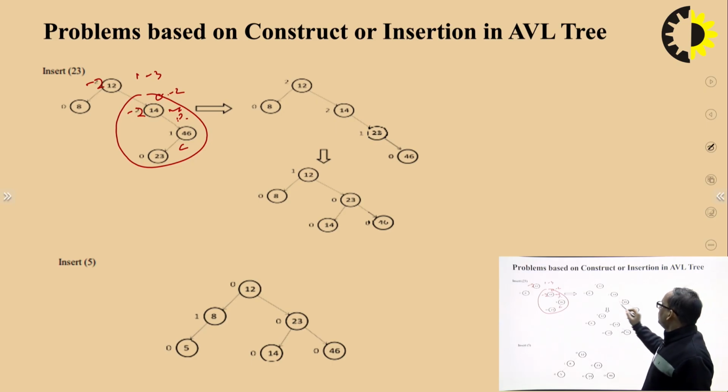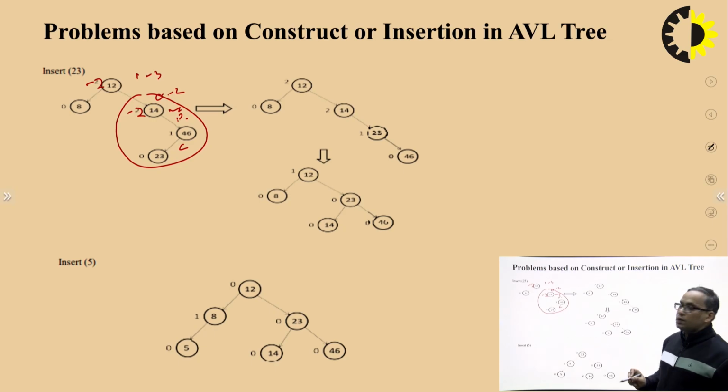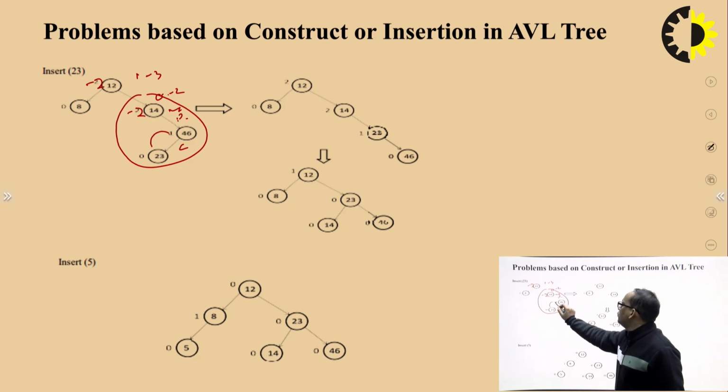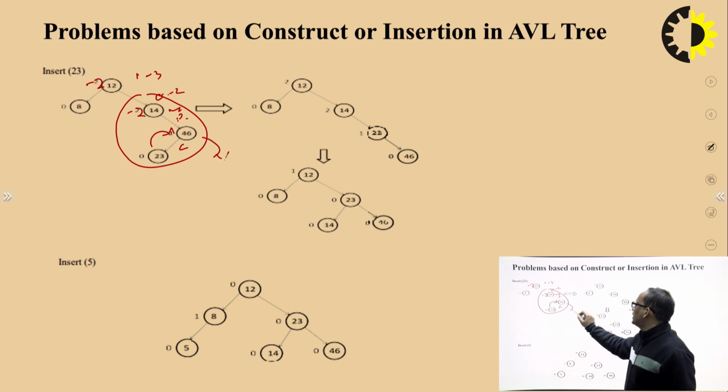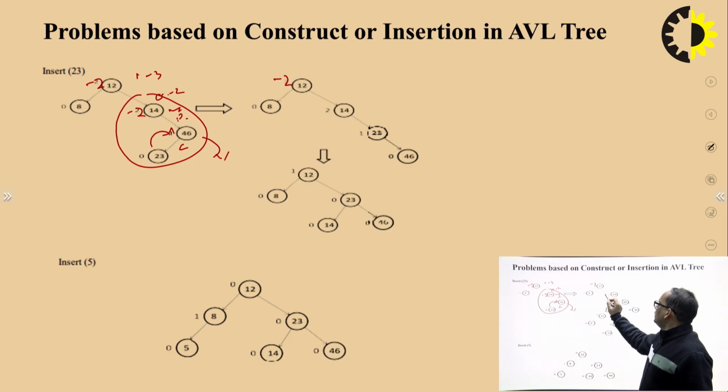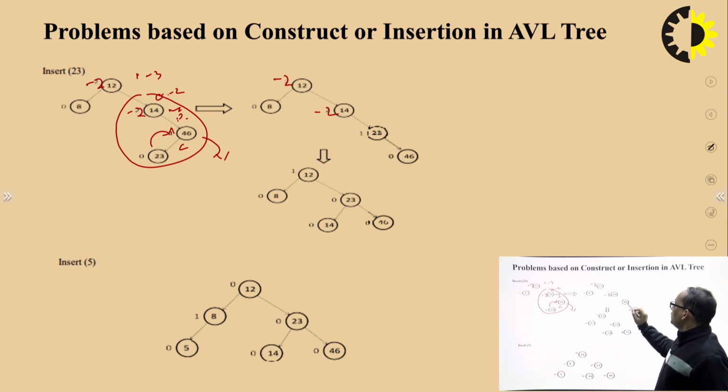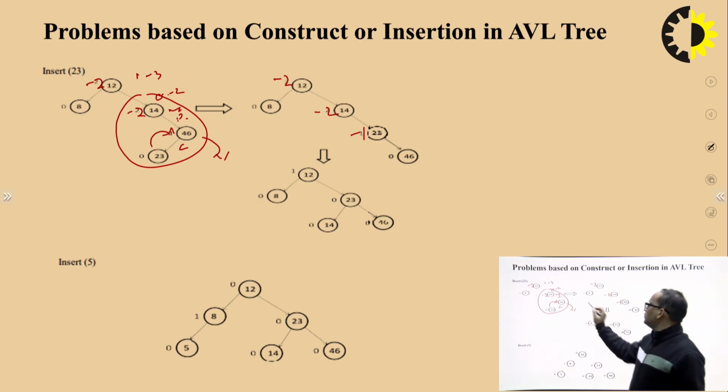In case of RL rotation, first we need to perform the right rotation. So we will move it in the clockwise direction. When we move in clockwise direction, then 23 will be the parent of 46. Again, balance factor of 46 is 0. This is -1, so this is also unbalanced. Here we have performed the right rotation. Now we have to perform left rotation.